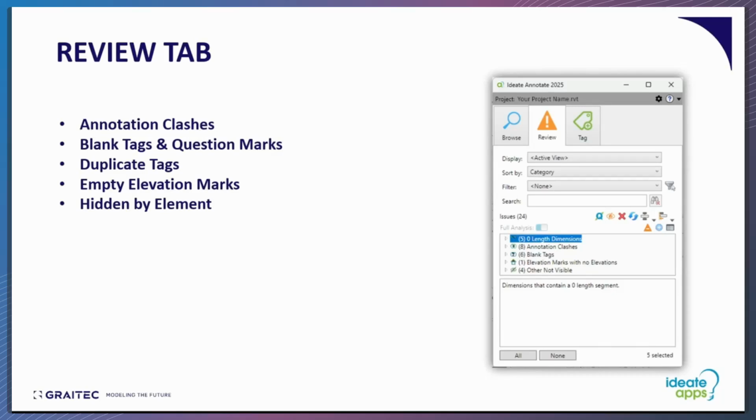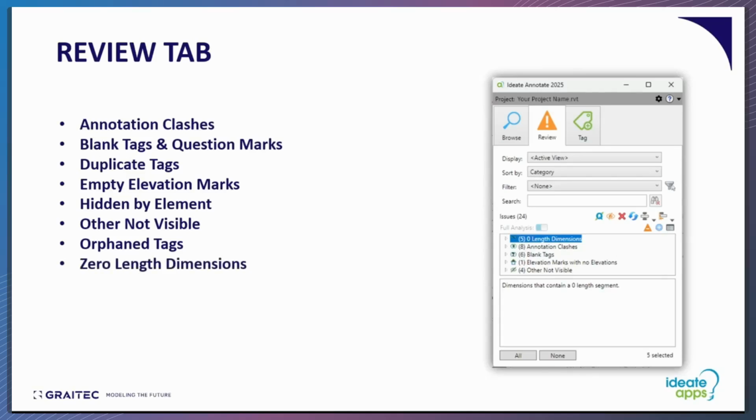What else can we do? Hidden elements. It will find things that you didn't intend to actually hide. Other elements include anything else that's not quite visible, so the annotation clashes, the blank tags. It offers the ability to zoom in on those and see what the problem is and actually fix them as well. So not only will it identify the particular issues, but also as a bonus, it can help you sort them out and correct them.